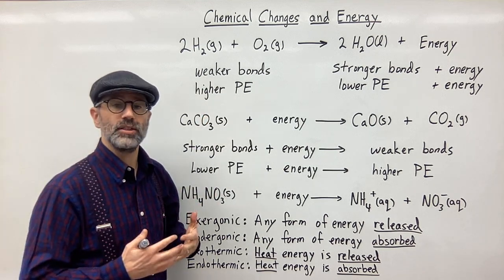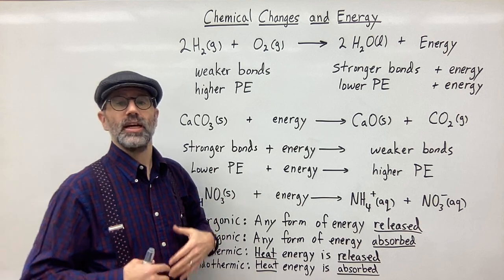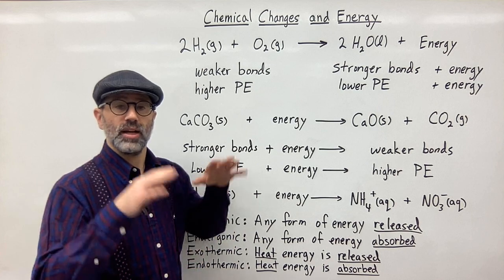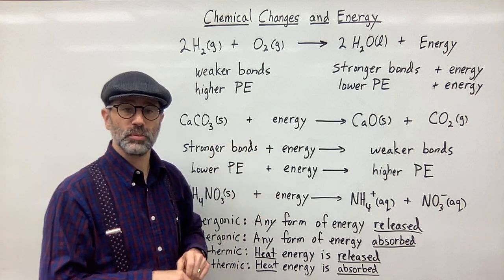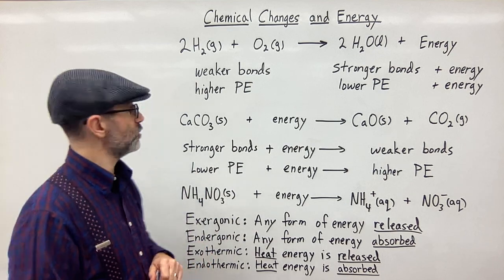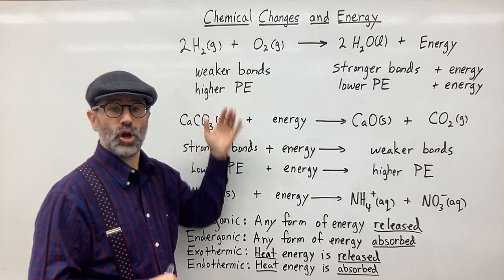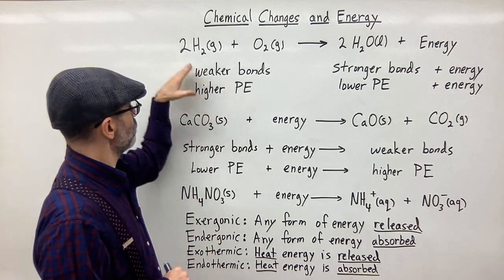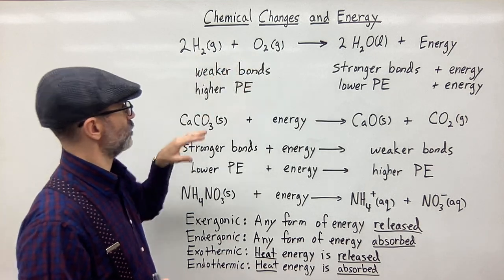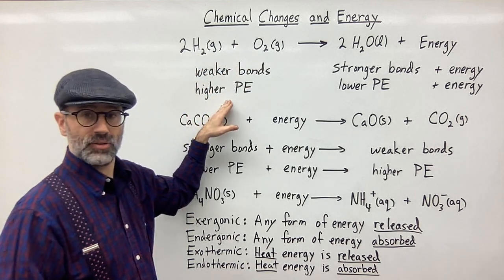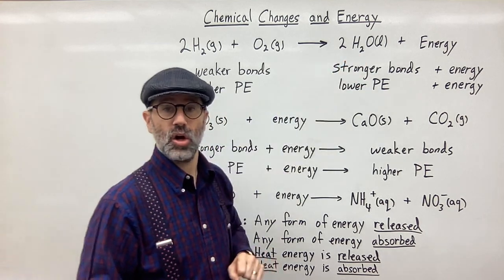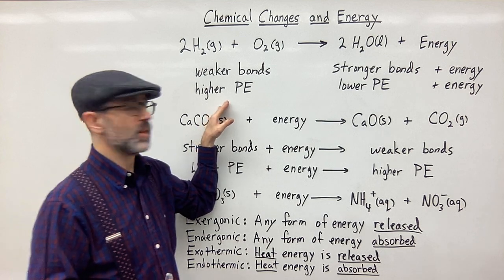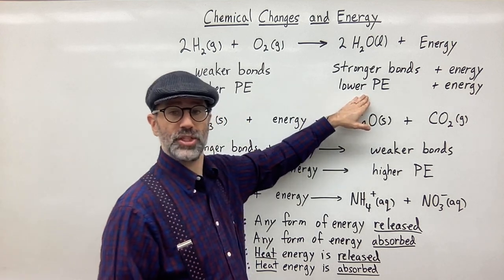Natural systems, especially in chemistry, want to go towards lower potential energy. The idea is to get as low energy as possible, and in doing so, you'll form stronger bonds. So here, the bonds in hydrogen and oxygen are weaker bonds compared to what you find in water. Therefore, you have a higher potential energy here, but then you end up with a lower potential energy here.